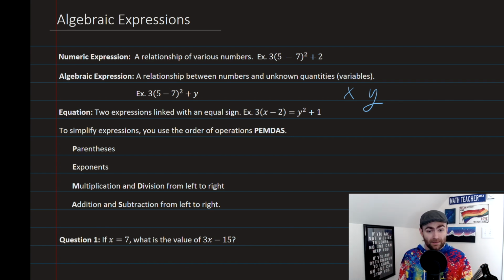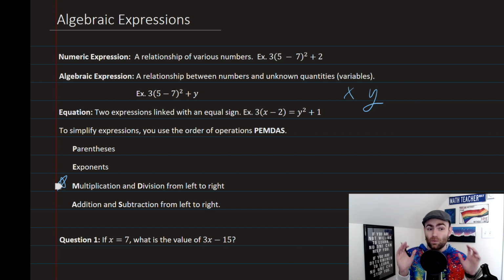When we simplify expressions specifically, we want to follow the order of operations. You might have heard of this as PEMDAS, or please excuse my dear Aunt Sally. It stands for parentheses, exponents, multiplication, division, and addition and subtraction. The multiplication and division step happens from left to right.